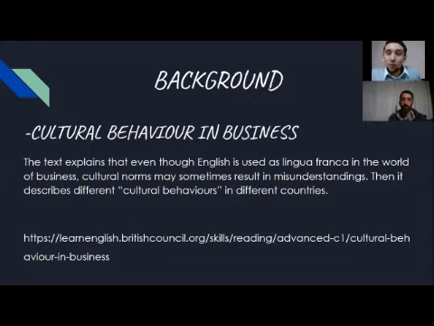First of all, we have to talk about what the text is about. Well, the text basically says that even though English is used as lingua franca in the world of business, sometimes due to cultural norms, there may be misunderstandings, there may be people who get offended because of behavior. So the text tries to describe the cultural norms from different countries.